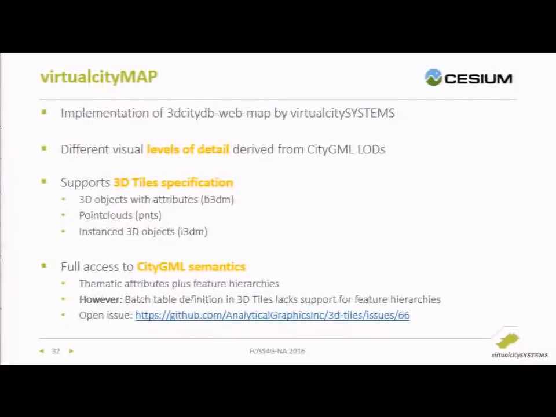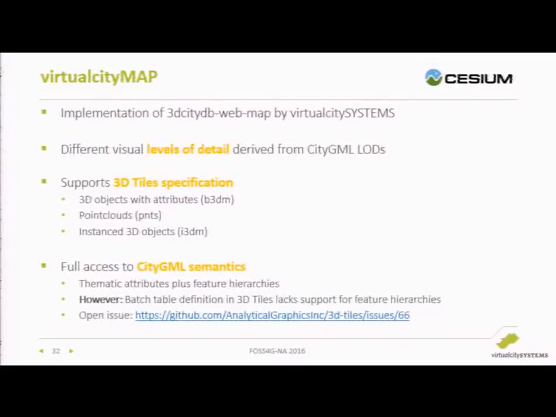We want, if we click on a building, to see that the building knows it has a window, and we want to see the attributes of the window in addition to the attributes of the building. The current layout of the batch table, as we found out, does not really support that feature hierarchy. So we opened an issue for that, and we are in close discussion with Cesium to see whether this can be part of the spec or whether it is an extension. But this is something we need.